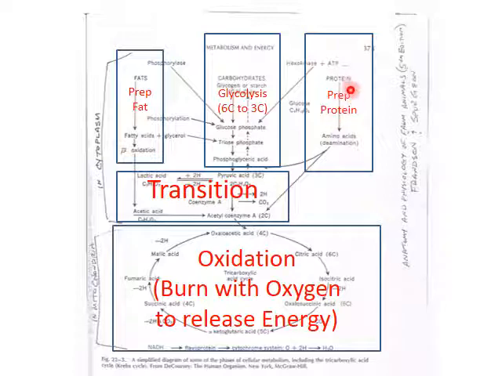Protein prep, you're going to either have proteins, they're going to be prepped first, they're going to be fed into glycolysis, transition, oxidation, or protein prep, transition, oxidation, or protein oxidation, depending on the size of the deaminated hydrocarbon backbone. Fat prep: glycerol is going to go into glycolysis, transition, oxidation. The fatty acids are going to do fat prep and go directly into oxidation.